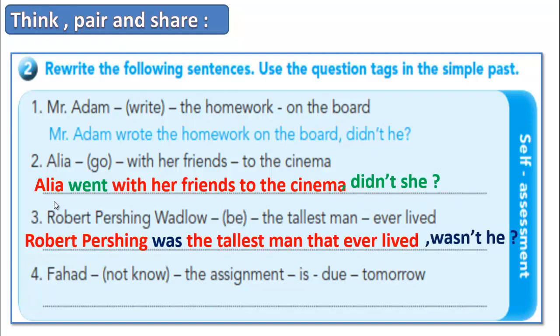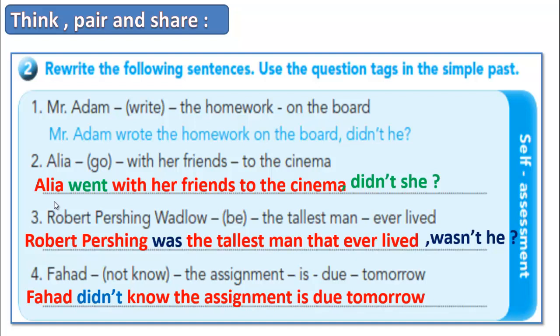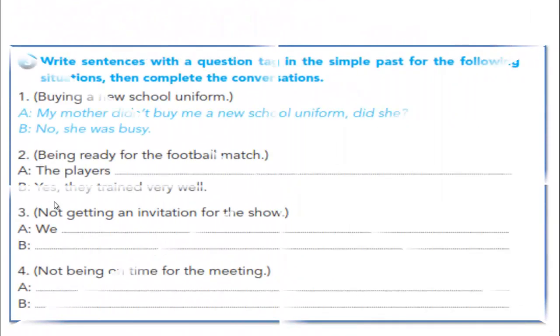The last one, Fahd not know the assignment is due tomorrow. If you look at the sentence, you have to be careful. Not know. So the sentence must be in the negative form. Excellent. How can we make it negative? That's right. So Fahd did not know the assignment is due tomorrow. Our sentence here is in the negative form. So we have to change it into the positive form. So it's going to be did he. Well done. Let's move to the next one here.